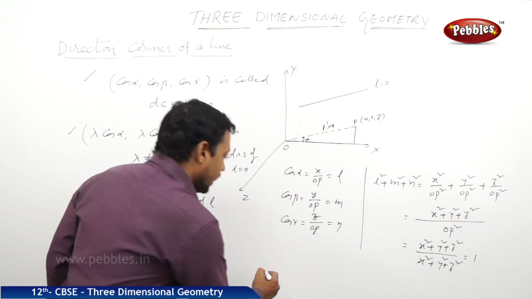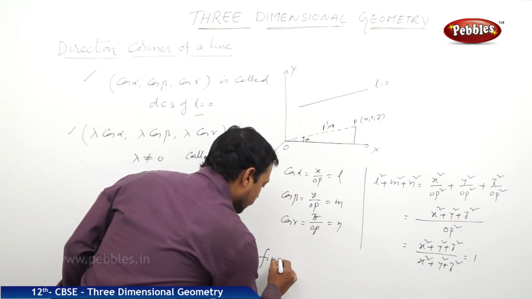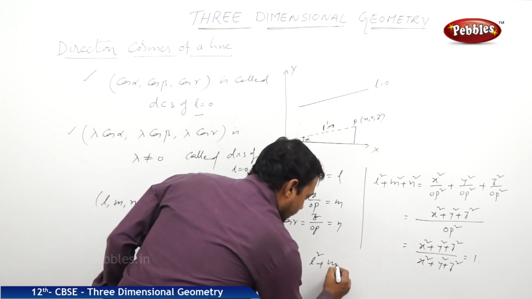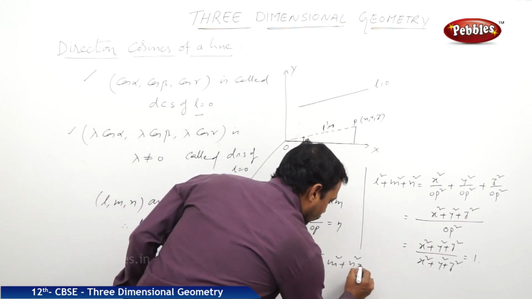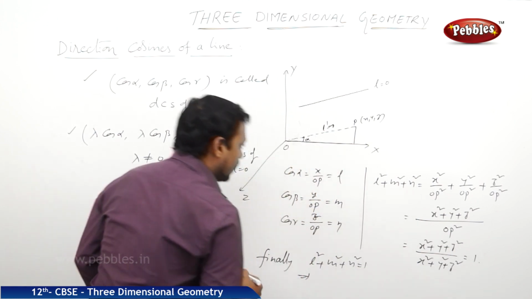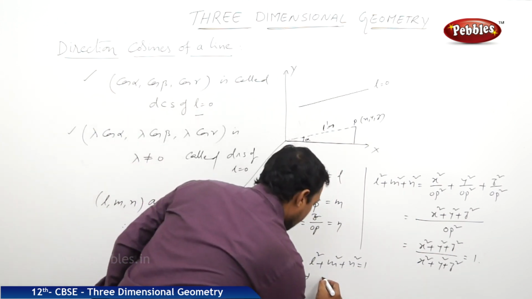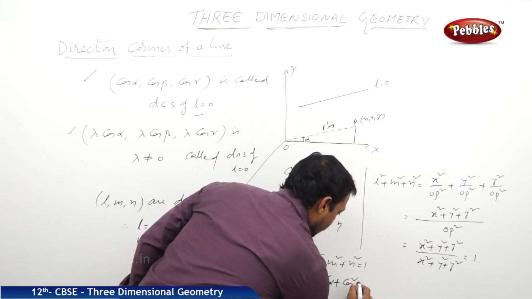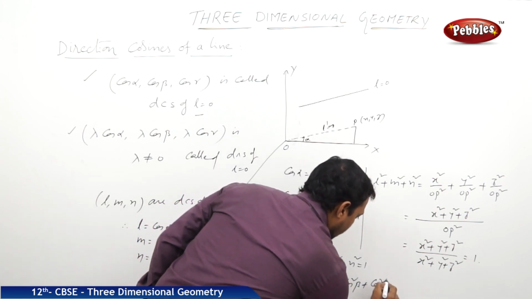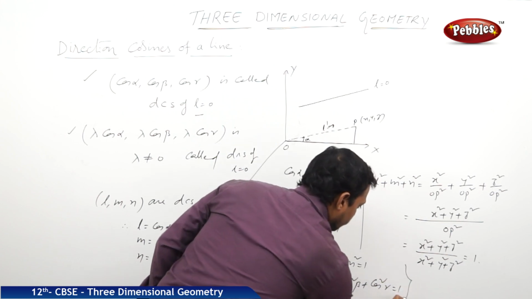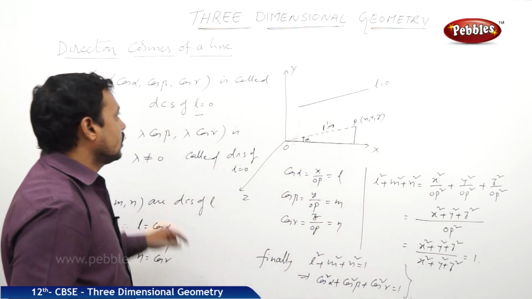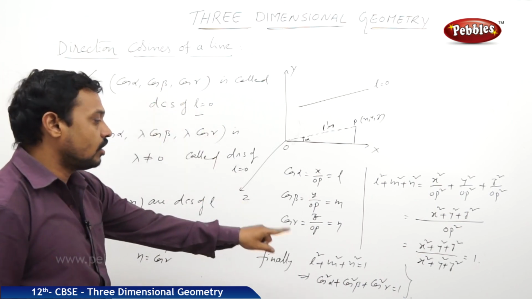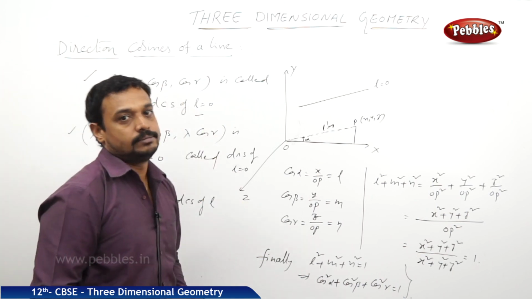So finally we can conclude that L square plus M square plus N square is equal to 1. But what is L? It is none other than cos alpha. Therefore, cos square alpha plus cos square beta plus cos square gamma is equal to 1. So, the sum of the squares of the direction cosines of a line is always equal to 1.